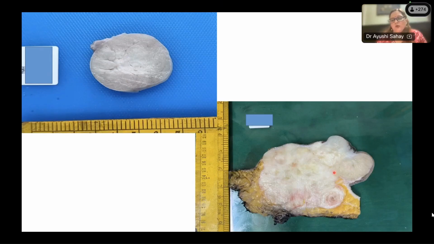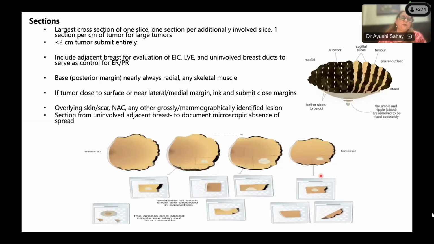So this is a sarcoma. These kind of gross descriptions can help convey the gross appearance to the person who is seeing the slide. And how do you take the sections of the mastectomy?